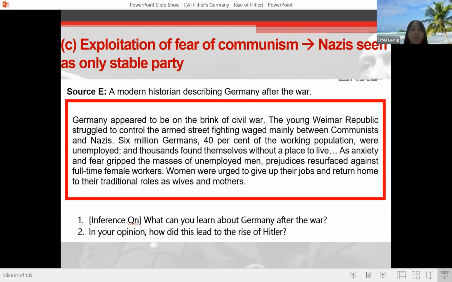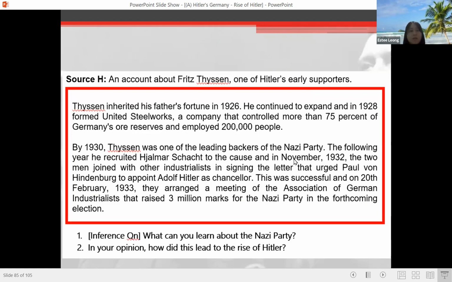So what can we learn about Germany after the war? It's chaotic, the situation is unstable. The Weimar Republic, which is the government, is struggling to maintain order. So how did this lead to the rise of Hitler? Hitler comes in, and they see him and the party as a promising solution to lead Germany into stability, into prosperity as well. All right, so source H.